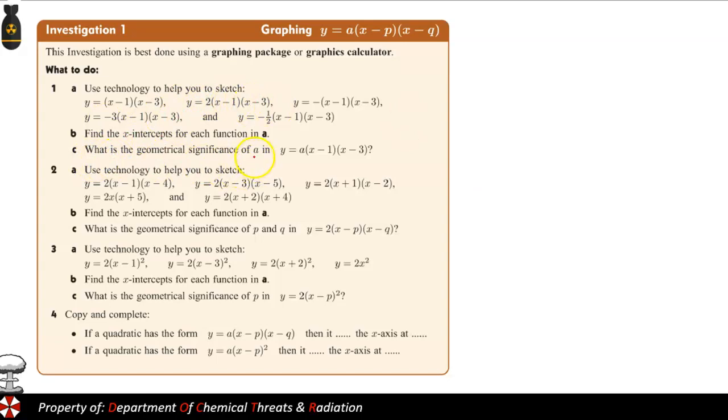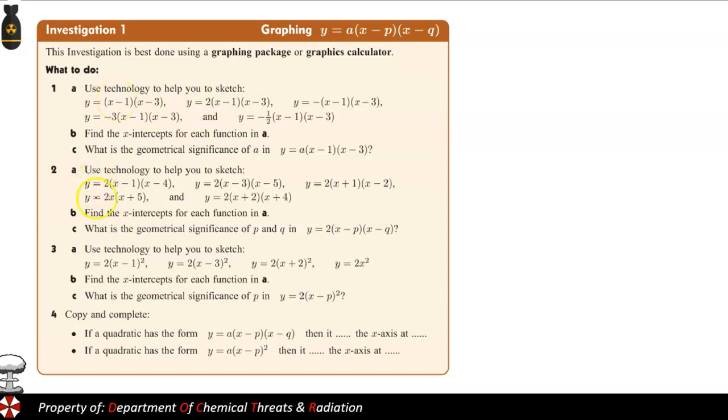What's the significance of the a? What do you notice about the a in all of these functions? In this case, this a would be 1, 2, −1, −1/2, −3. And we want to know, what has that done in all of your graphs? What's different about them? All the other values are the same, (x − 1), (x − 3), but we're changing the a value. So what does that do?